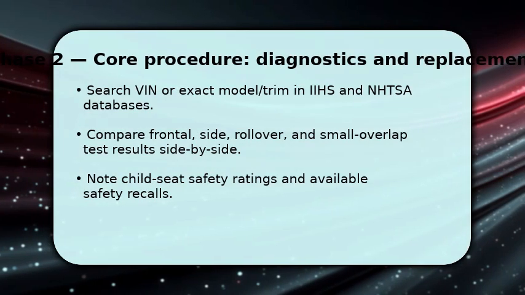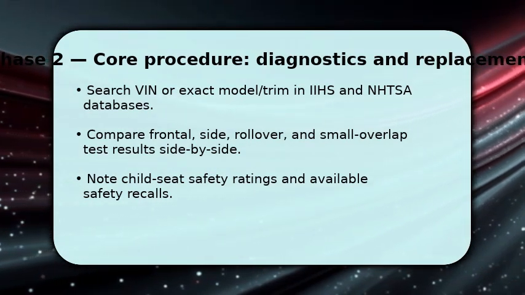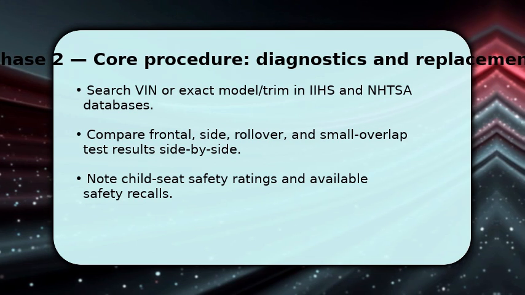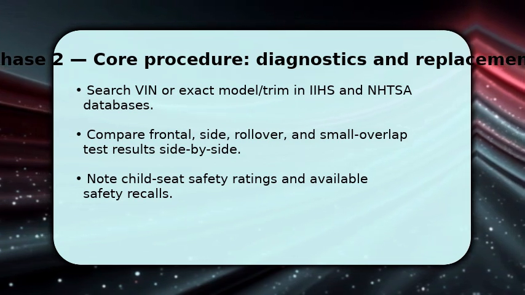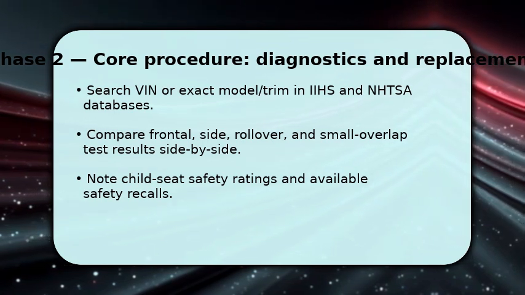You now query official sites using the VIN or exact model and trim. VIN gives the most precise match. On IIHS, examine small overlap and moderate overlap performance. On NHTSA, check frontal, side, and rollover star ratings. Compare differences side by side.